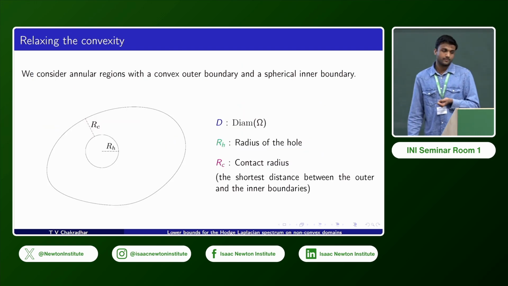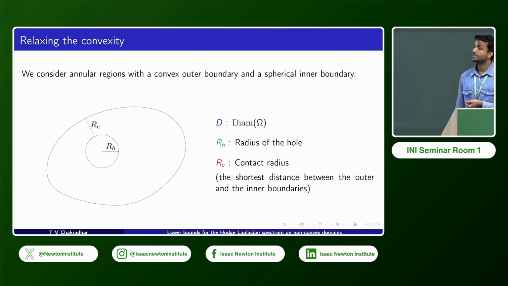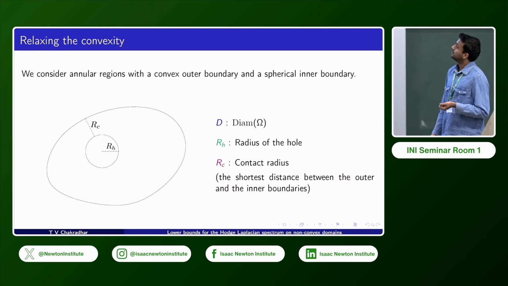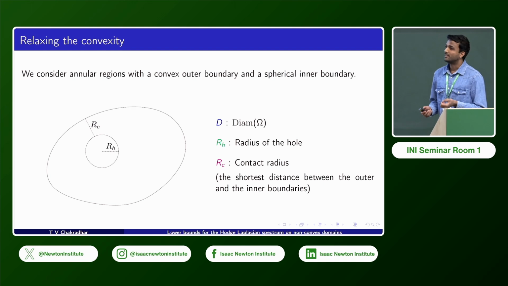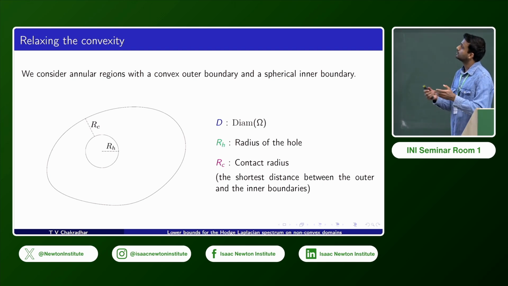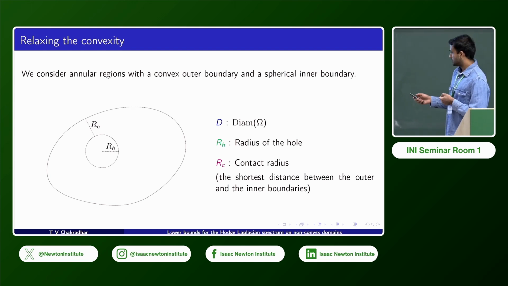So we could ask, can we relax the convexity? I'm not talking about the spaghetti domains, but let's talk about donuts here. So I talk about these kinds of domains. We consider annular regions. I still keep a convex outer boundary, and now I remove a ball from it, so it makes it non-convex. I would like you to remember this notation, which I'll later use in certain theorems. D will be the diameter, R_H will be the radius of the hole, and R_C is something we call the contact radius, which is the shortest distance between the hole and the outer boundary.